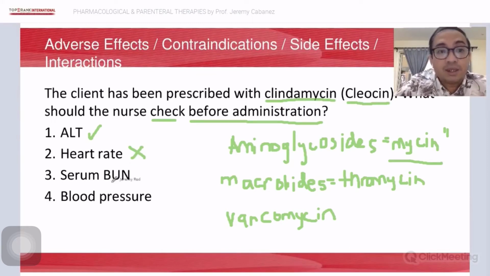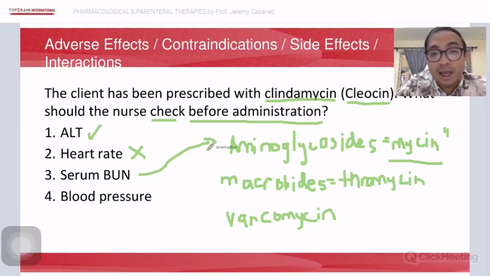Usually, ang tatandaan mo dyan, the serum BUN should be monitored for aminoglycosides. Bakit? Ano ba ang adverse effect ng aminoglycosides? Aminoglycosides are ototoxic and nephrotoxic. They are ototoxic, and the first sign of ototoxicity is tinnitus. Okay? And you have your nephrotoxic, that is why BUN is monitored in a patient taking aminoglycosides.